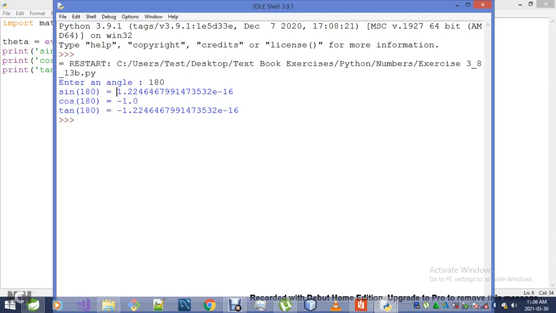However, sine 180 is 0, and this number right here, recall this e minus 16, it's actually times 10 to the exponent of -16. This is a very, very tiny number. This is almost 0, you guys. Same thing applies for this right here. This is almost 0, right? And this right here, to be honest, I'm not quite sure, but if you visualize it, this is almost negative infinity.